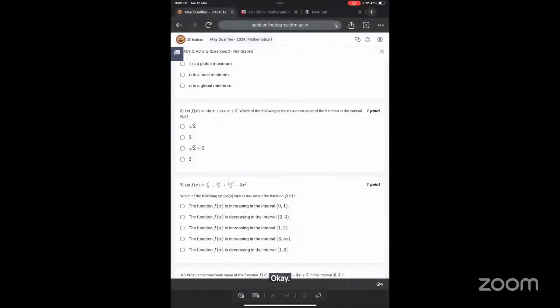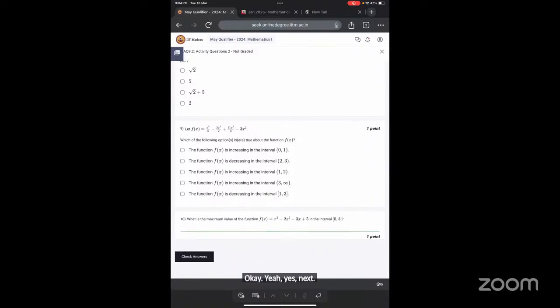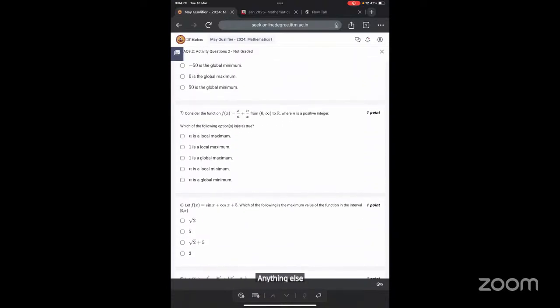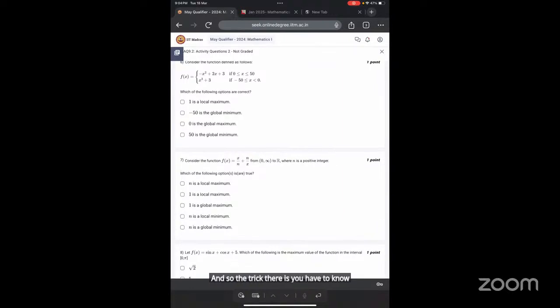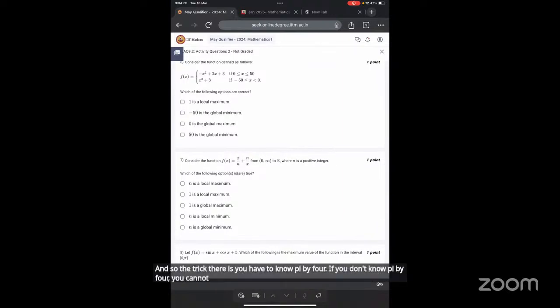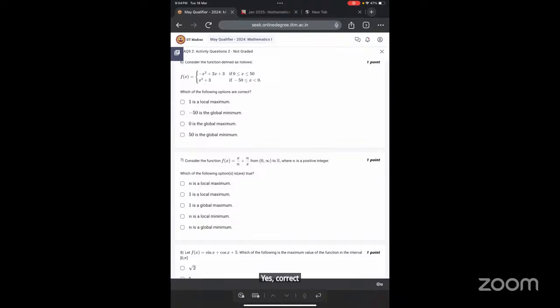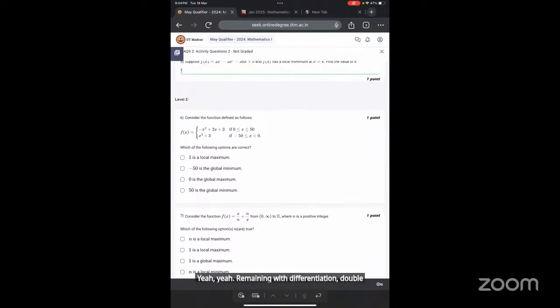Anything else in 9.2? So the trick there is you have to know pi by 4. If you don't know pi by 4, you cannot solve the problem. Yes, correct. And for that, you should know some basic trigonometric properties. Remaining differentiation, double differentiation, all is fine. The main key is, you should know the pi by 4.